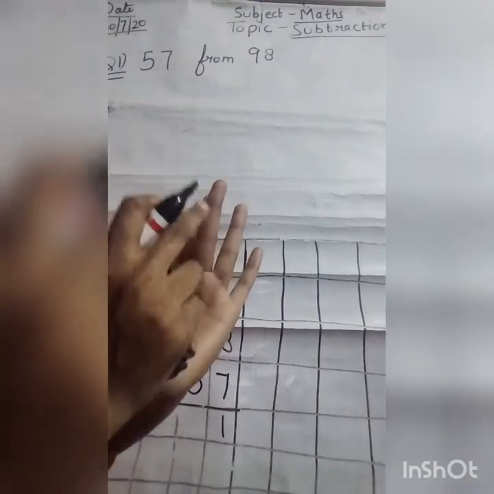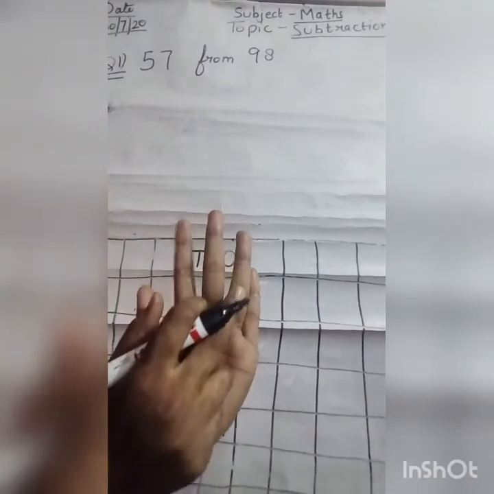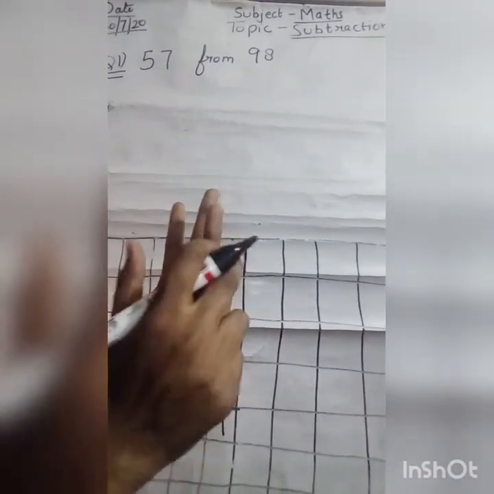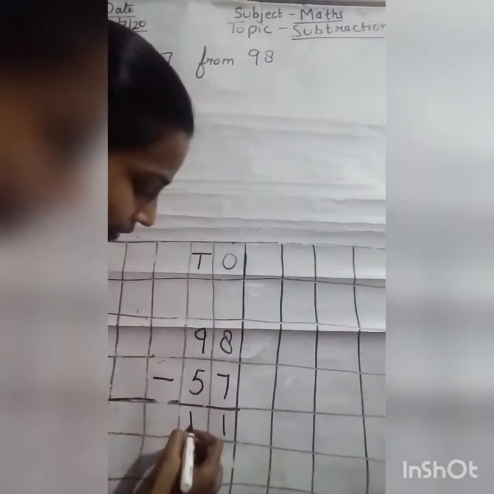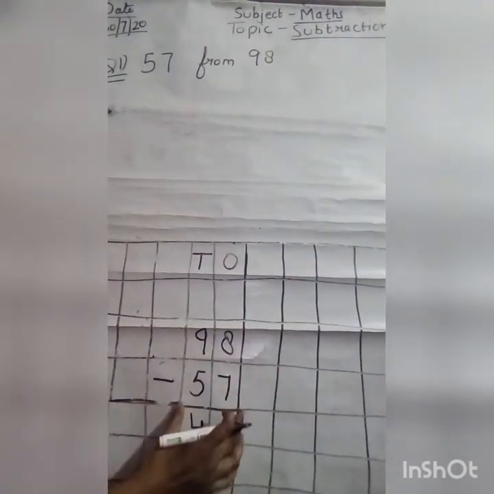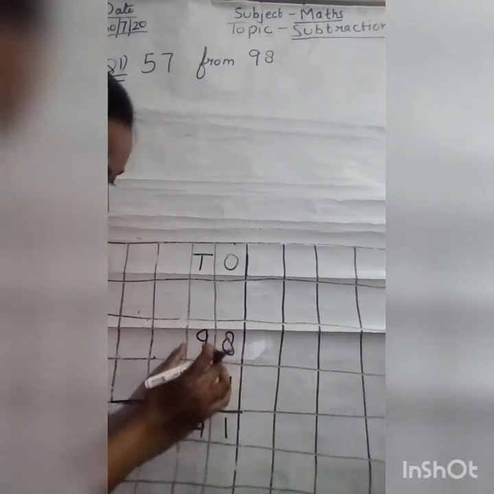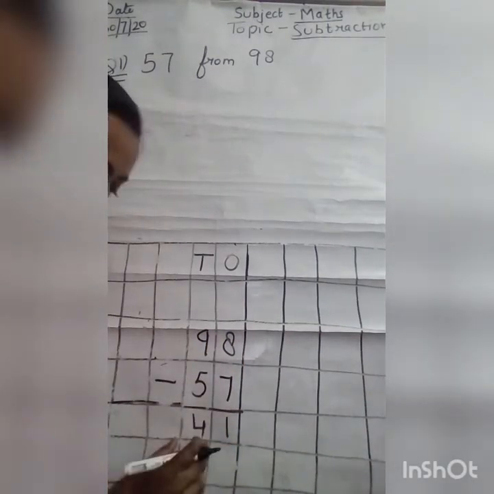Here is 9 minus 5. 1, 2, 3, 4, 5. How many lines are left? So 1, 2, 3, 4 lines are left only. Okay children, so 98 minus 57: 9 minus 5 is 4.